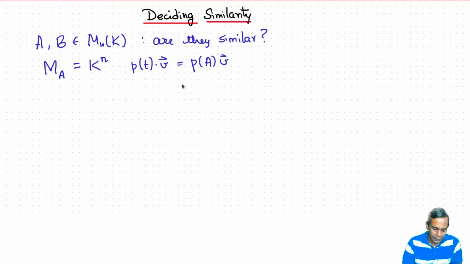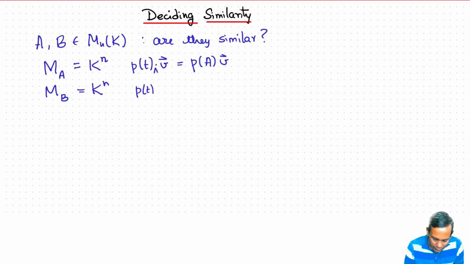You can just multiply that n by n matrix on the left by this column vector to get another column vector. And similarly, we have M_B is K^n, but now P(T)·v, so maybe here I'll write a dot A, here I'll write a dot B. That means the module structure in M_B is P(B)v.